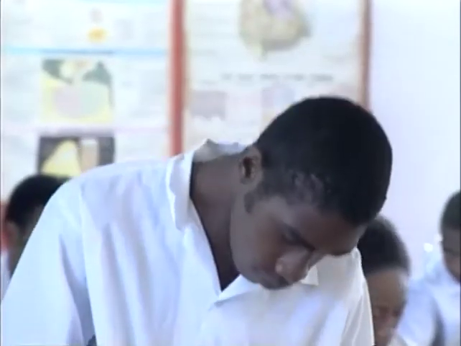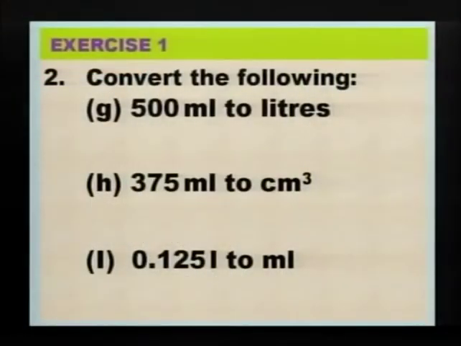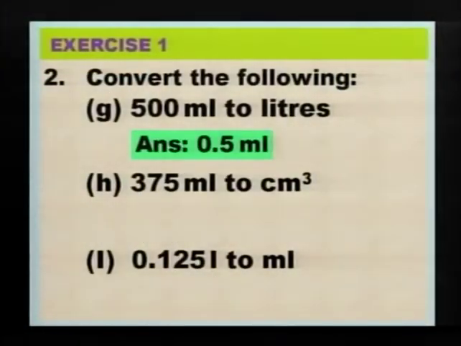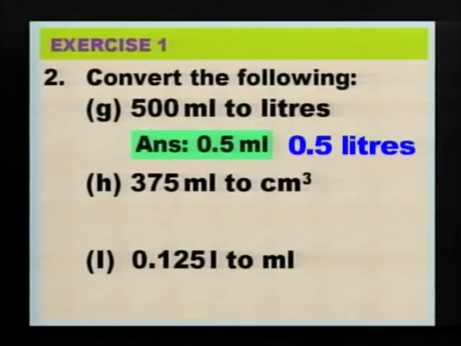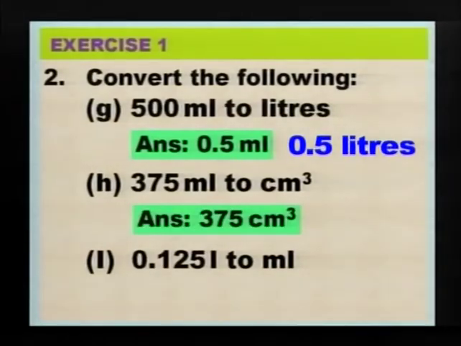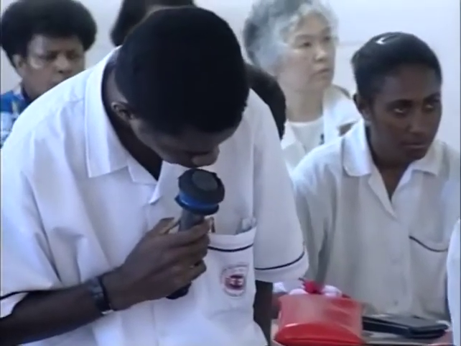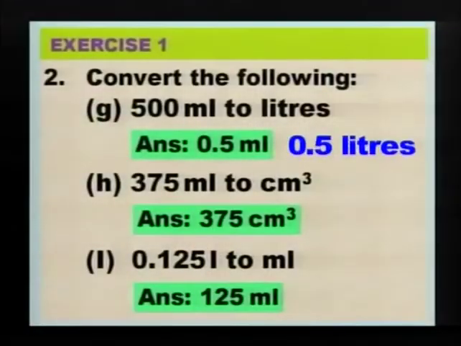Letter G. 0.5 liters. Yes? Jake, H. 375 cubic centimeters. Okay, 2G should be 0.5 liters. 2H, 375 cubic centimeters. George, letter I. 125 milliliters. Is that the last one for number 2?